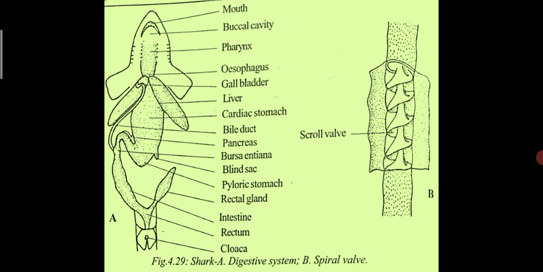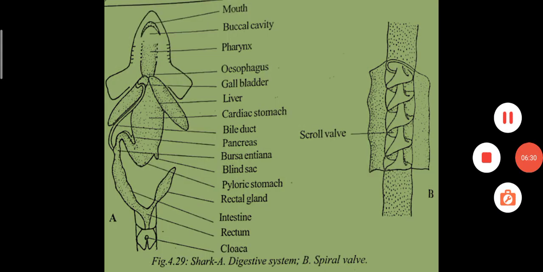Mostly absorption occurs in the intestine, which has a main part called the scroll valve, which extends the area of absorption. That is very important: the scroll valve helps absorption. That is about the digestion process. Very simple one, very simple to learn. Thank you.